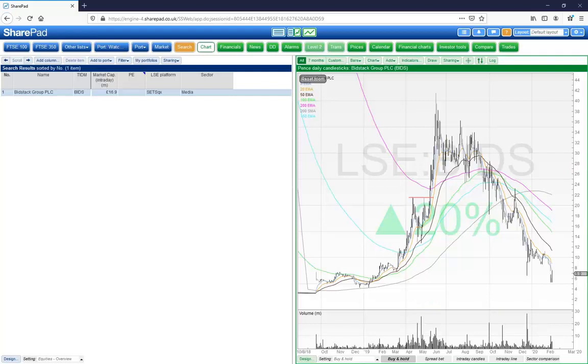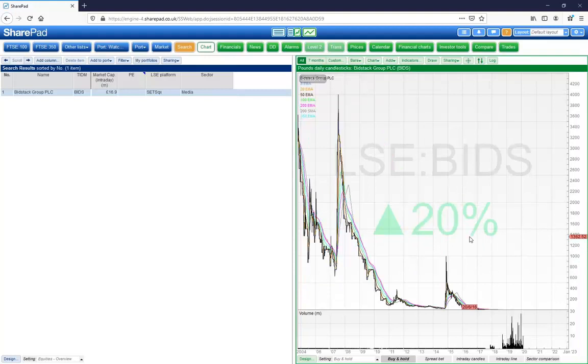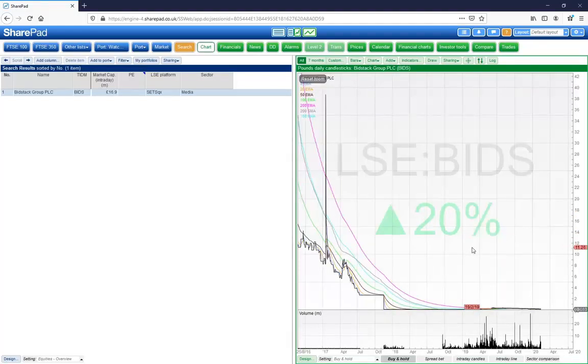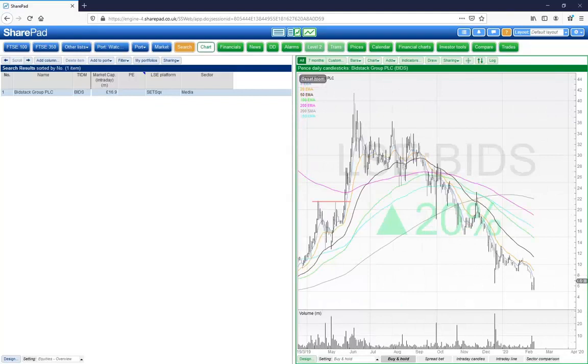Don't want to teach you to suck eggs, but you can double click on the chart to show history. Thank you very much, Noax. I didn't know that. You learn something new every day. Thank you. Has anyone got any other stocks to cover?